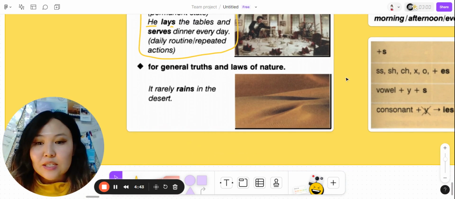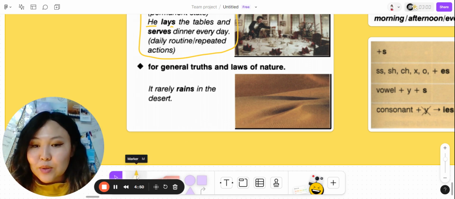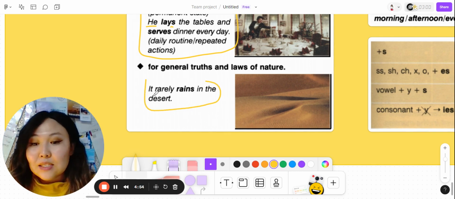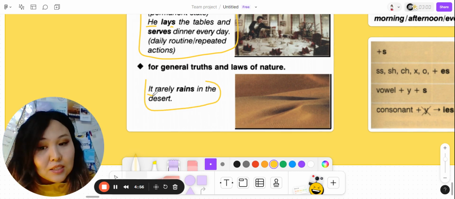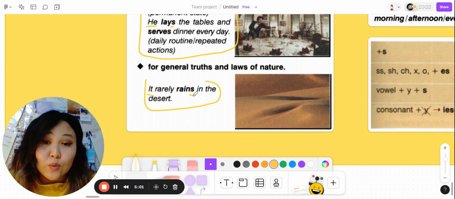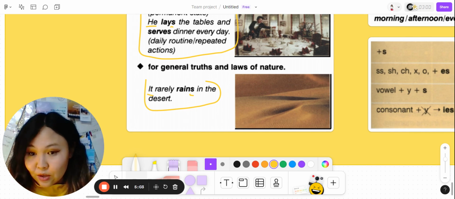Next, a situation is when we use present simple for general truths and laws of nature. Here we have an example. It rarely rains in the desert. The same thing happens with it. We can see that our verb has s ending as we are speaking about the third person singular.